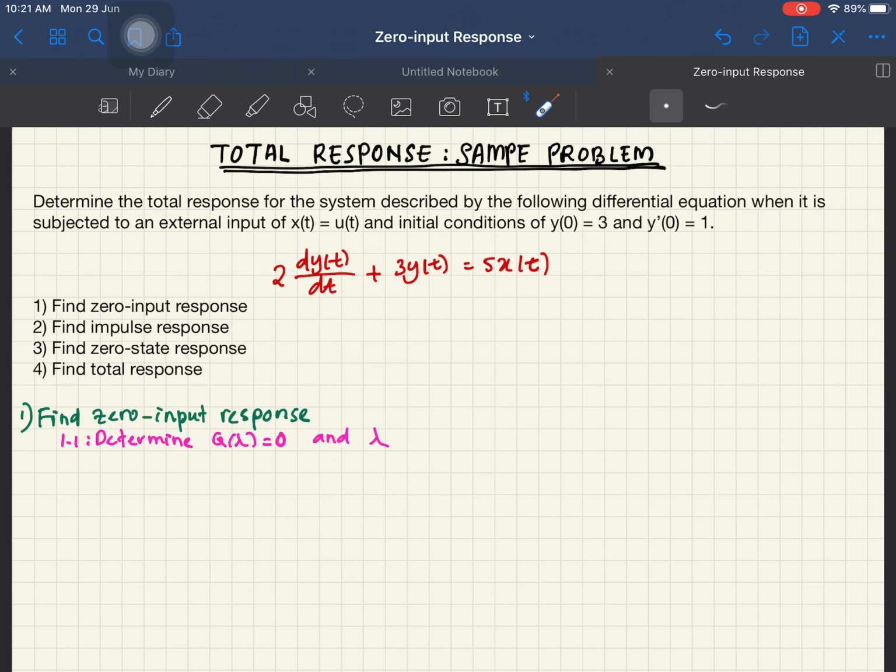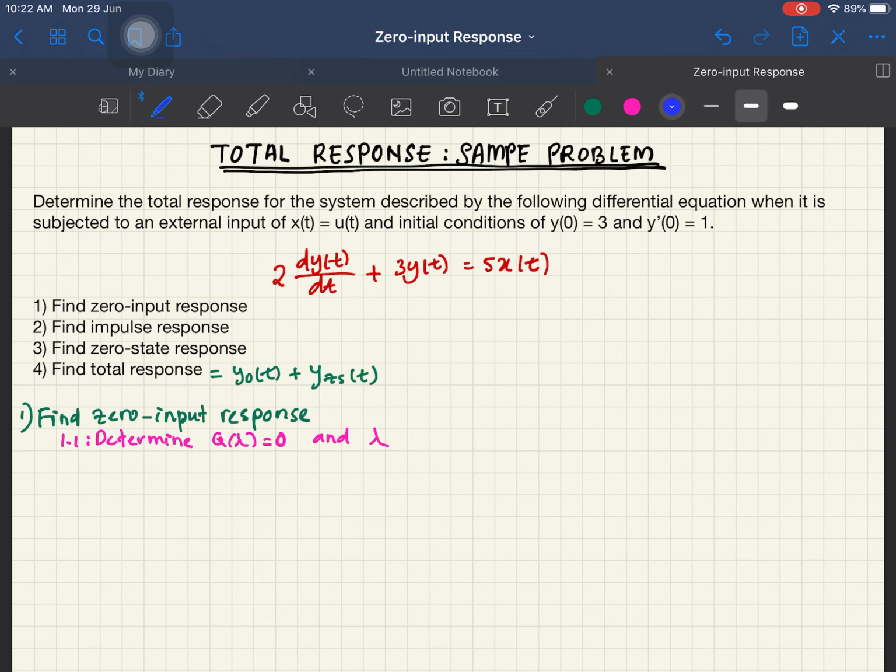Here you are given the steps that you have to do in order to determine the total response of the system. First, you have to find the zero input response of the system. Second, you have to find the impulse response of the system. The third step is to find the zero state response of the system, and finally you can find the total response of the system, which is equivalent to the zero input response plus the zero state response of the system. So let's do this one by one.